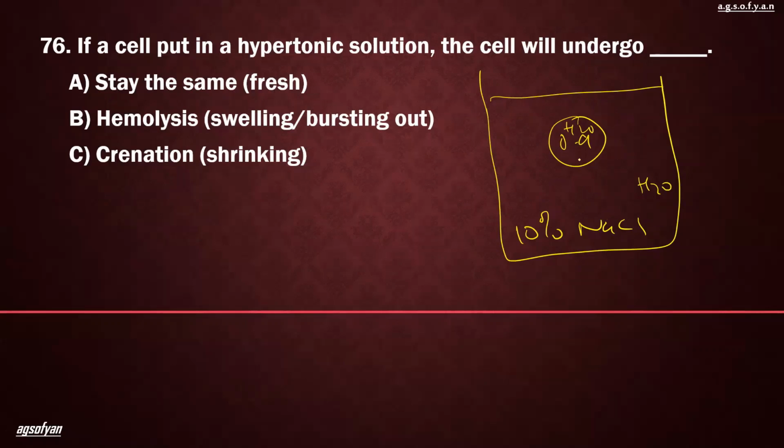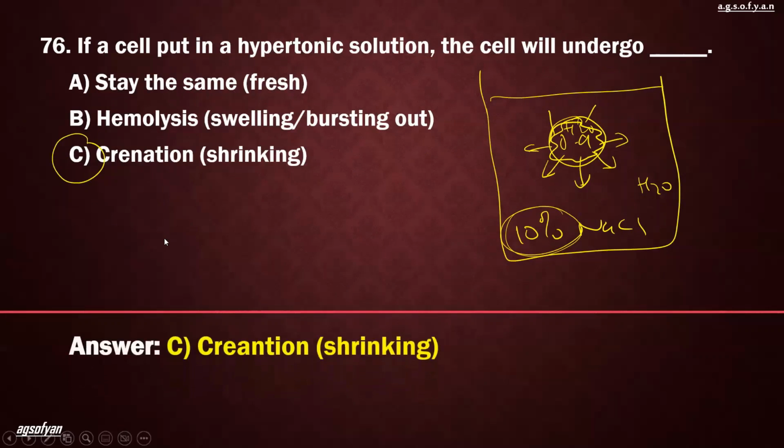Yeah, because the water will always try to dilute the higher concentration of solute over here. So the water will go out from the cell. And what happens to the cell when the water goes out? It becomes smaller, smaller, smaller. Okay, that process is called crenation. Hyper will be shrinking. Hypo will be swelling.